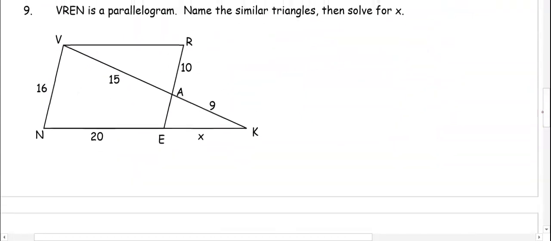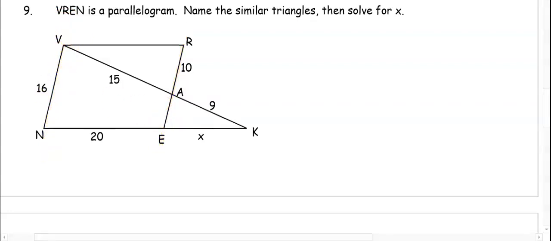In number 9, VREN is a parallelogram. Name the similar triangles and then solve for x. So if we have a parallelogram, we know that the opposite sides are parallel. So that means that RE is parallel to VN.